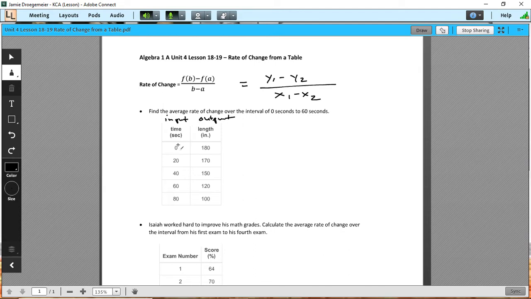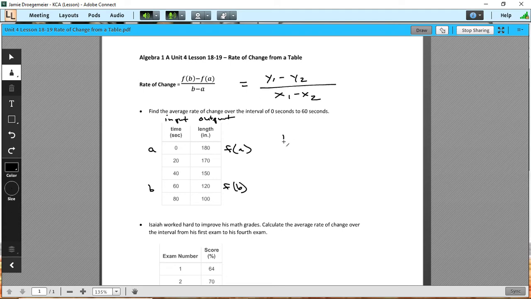And so if we're going to call one of these A, one of them B, let's call 0 our A, we're going to call 60 our B. And so when A is 0, f of A is 180. When B is 60, f of B is 120. Input to output. So that's our input, this is our output. All right, and so we're going to use that rate of change formula.